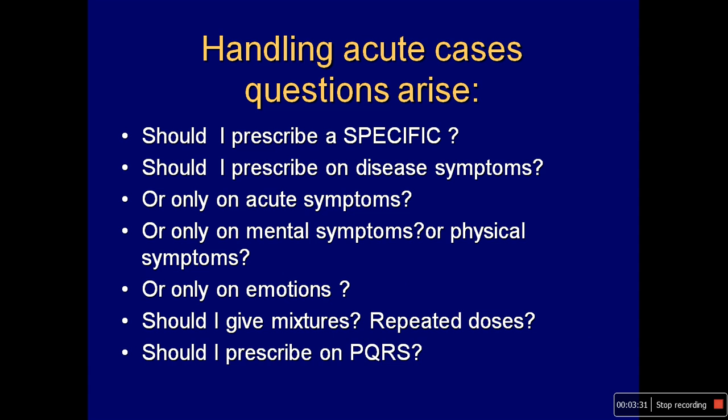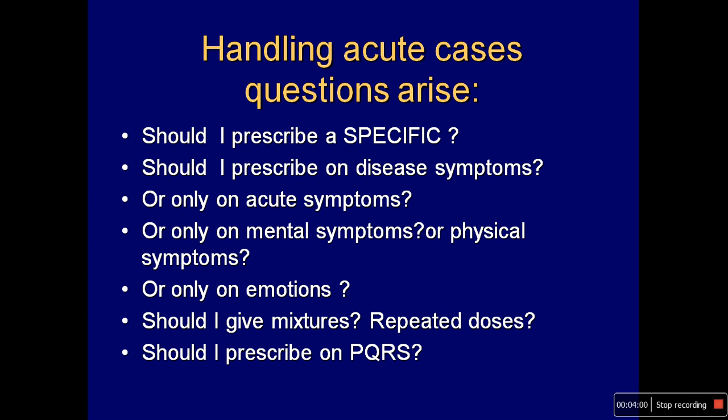There are doctors who will say, should I prescribe specifics? If a patient with tonsillitis comes, should we give him Muxol for acutes? What are the symptoms to be taken? Should I prescribe on disease symptoms or should I prescribe on other symptoms? Or only acute symptoms to be taken?